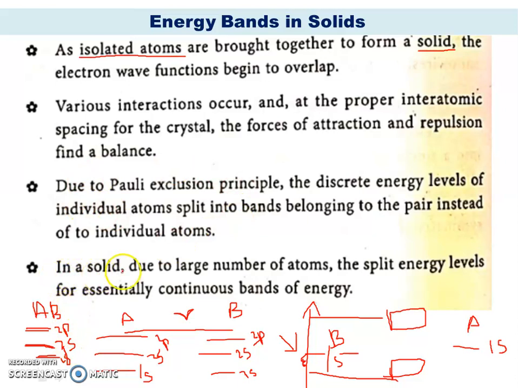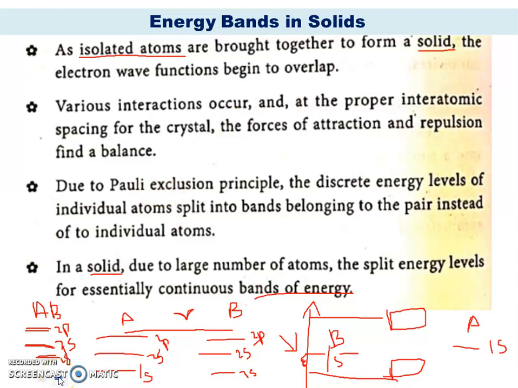Next, in a solid, due to the large number of atoms, the split energy levels form essentially continuous bands of energy. In the solid, a large number of atoms are there, so all these levels are combined to form the energy band. Now I think you people understand what bands are. Bands means a group of energy levels which seem to be continuous. How are the bands formed? Because of Pauli's exclusion principle. Bands are available only in solids, not in an individual atom or a very small group of atoms, right?